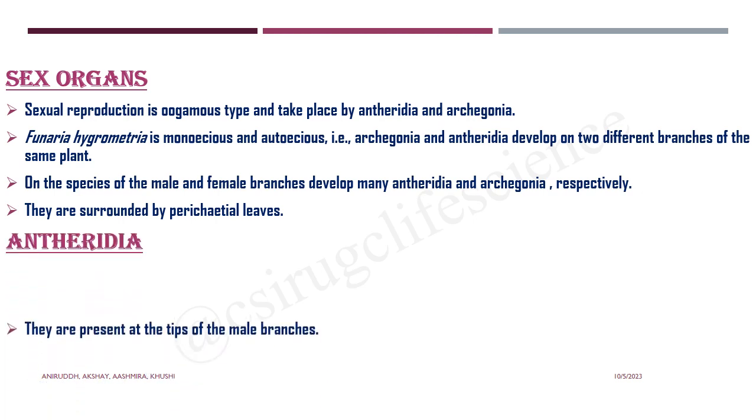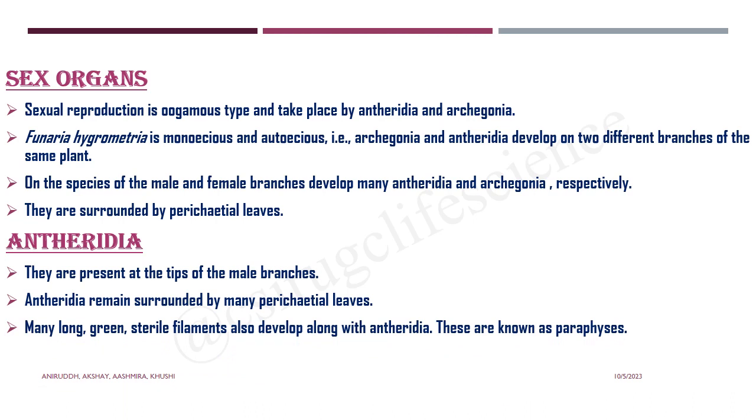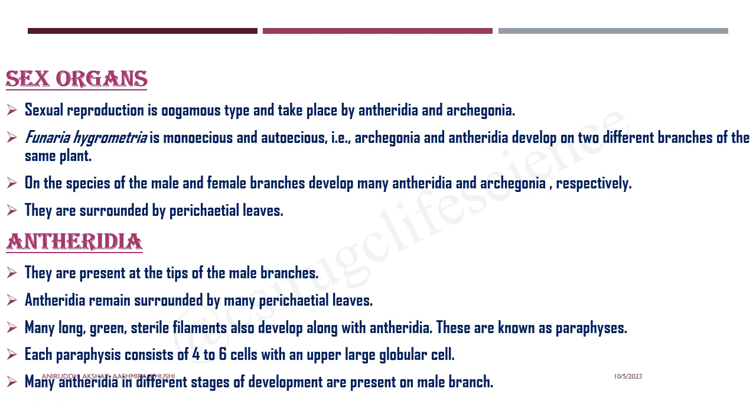Antheridia are present at the tip of the male branches. Antheridia remain surrounded by many perichaetial leaves. Many long green sterile filaments also develop along with antheridia. These are known as paraphyses. Each paraphysis consists of 4 to 6 cells with an upper large globular cell. Many antheridia in different stages of development are present on the male branch.